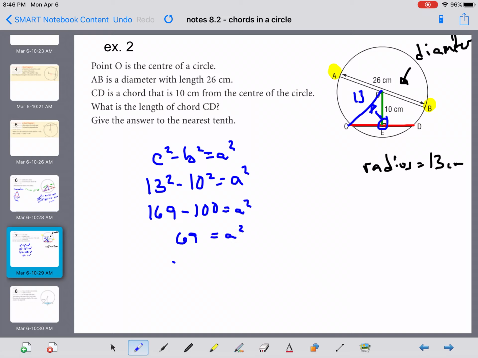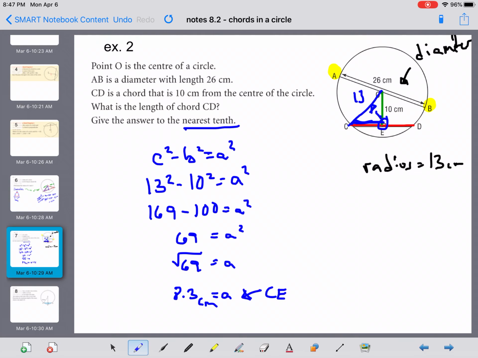To get a alone, I'm going to take the square root of 69, and I'm going to get an approximation: 8.30-ish. There's a whole bunch of numbers after that, but it says to the nearest 10th, so I'm going to stop at the 10th, and I get 8.3 centimeters. Now, that is the length of this segment right here. That is not the length of chord CD. That is the length of C to E. That's what we solved.